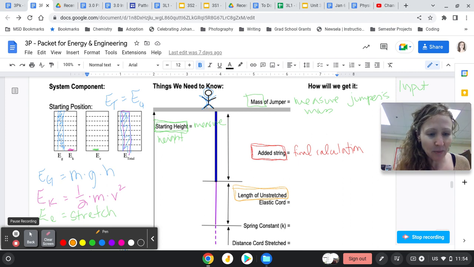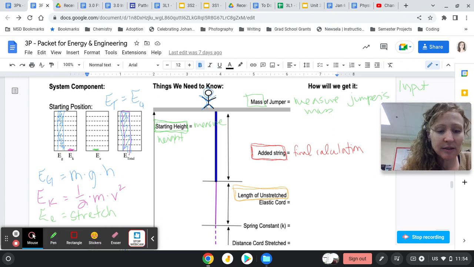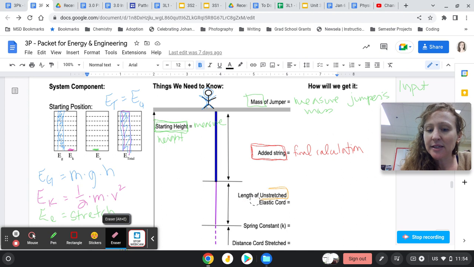Oh, shoot. I take that back. We're not going to measure it. We're not going to calculate it. Let me erase that real fast. This is just a decision we're going to make.